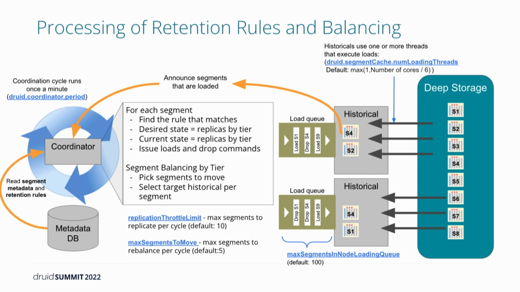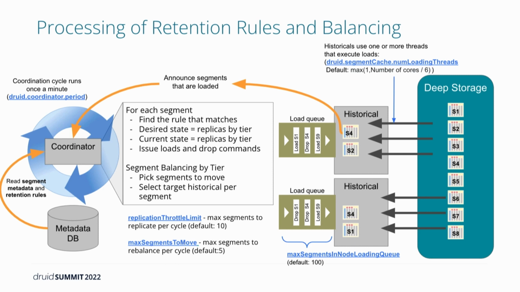The default is 10, which is rather small. It's good for tiny clusters, but you may need that number to be bigger, 100 or 1,000 in larger clusters, in order for this replication to occur quicker. You can also control the max segments to move. So this allows you to control how much of the balancing work is done in each of the coordinator cycles. The default is 5, which is also somewhat small. So as the cluster grows, you may need to increase that parameter as well.